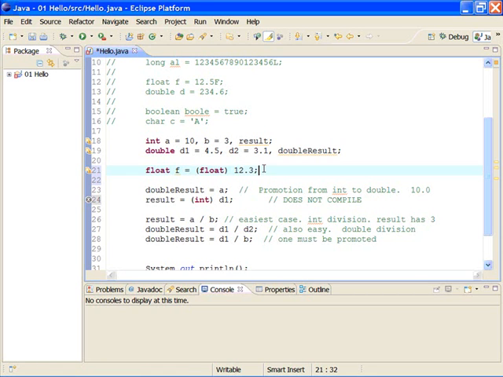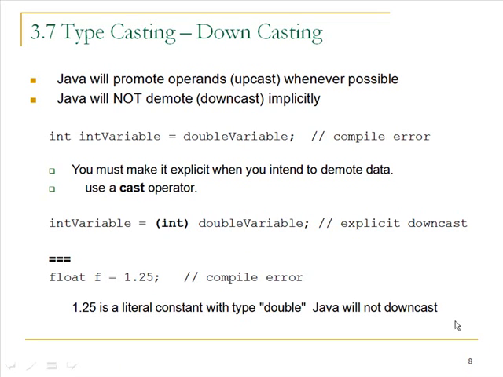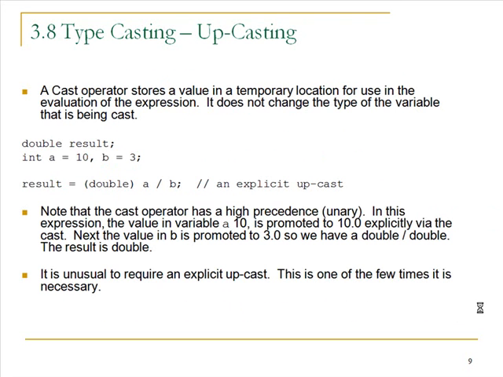So this looks kind of funny, but it indicates that you can change the data type of a literal constant, or you can change the data type of a variable for the purpose of evaluating an expression. Java will not downcast for you. If you want data to be lost, you have to use a cast operator to downcast your variables. Now, we almost never have to upcast in Java, but in a few cases you do.